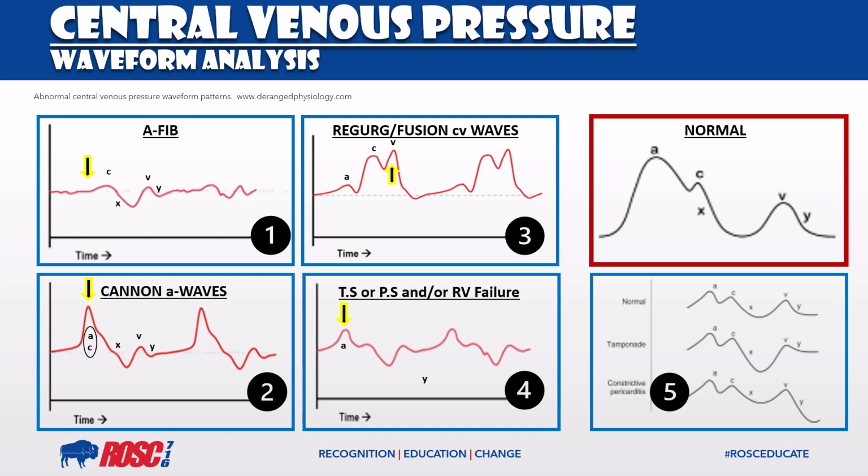Now let's take a look at window 4. We see a very prominent A wave. And this really can occur anytime there's a backward force in which the right atrium has to overcome a greater pressure. So we can see this in tricuspid stenosis, pulmonary stenosis, really any type of RV failure.